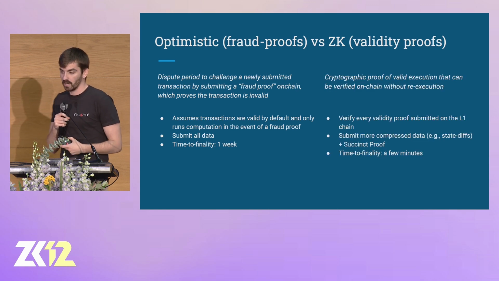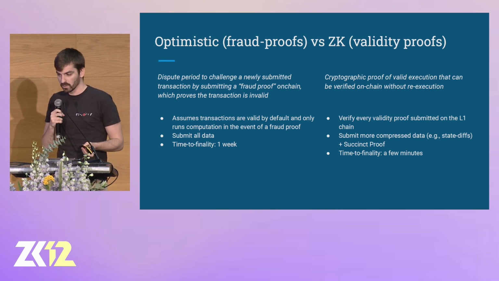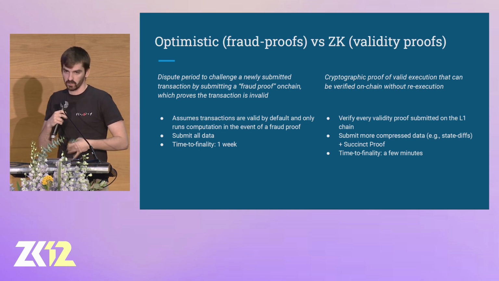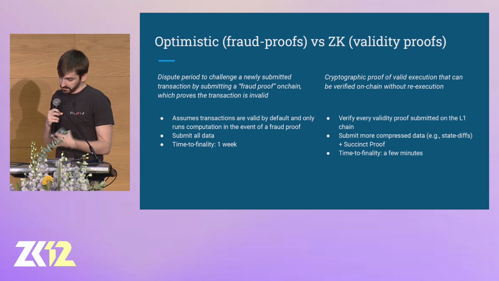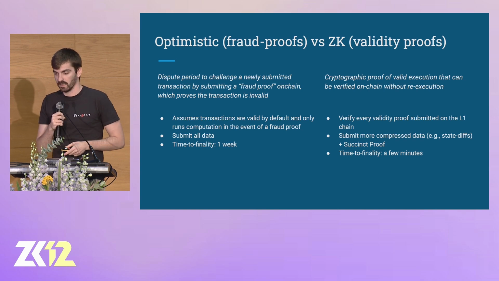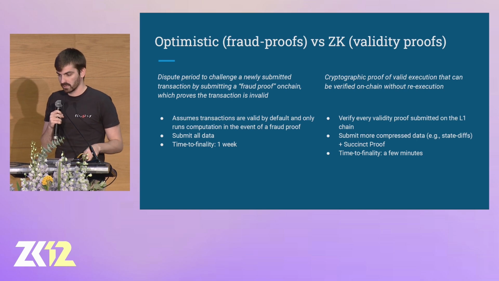The other option are ZK-Rollups, which are basically using succinct proofs of valid execution that can be verified on chain without re-executing them. Verifying a validity proof submitted on chain has become much cheaper in the last couple of years. We have more options on compressing the data we need to publish on the L1, and also time to finality. It could take some minutes or at most some hours nowadays.